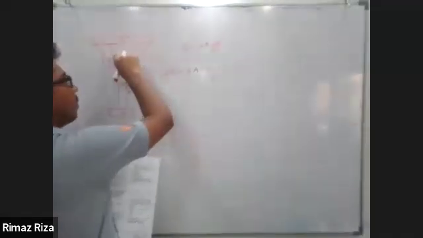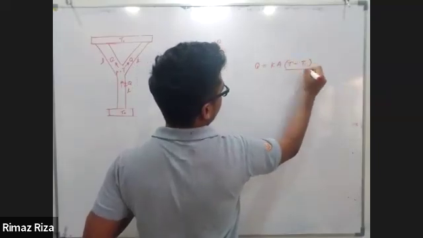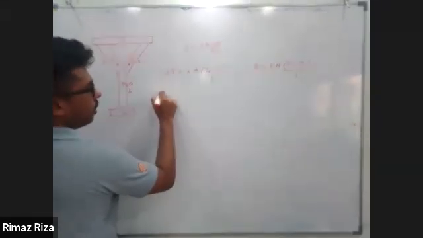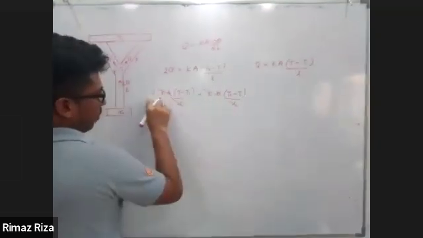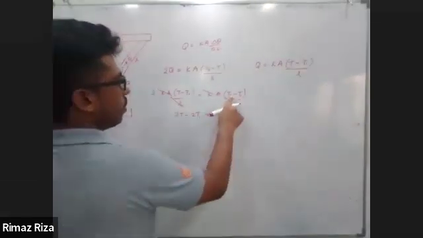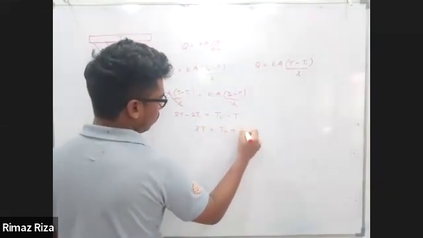Okay, and then we can put the equation for the other one: Q equals Ka times T minus T1 over L. So then I can substitute this here. Then 2 times Ka (T minus T1) over L equals Ka (T naught minus T) over L. Ka cancels, Ka cancels. Expand the brackets: 2T minus 2T1 equals T naught minus T. I want to make T the subject. If I take that to this side, 3T equals T naught plus 2T1.